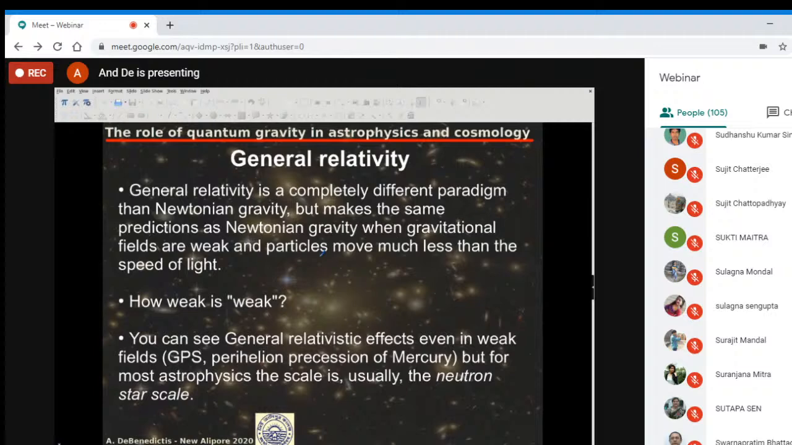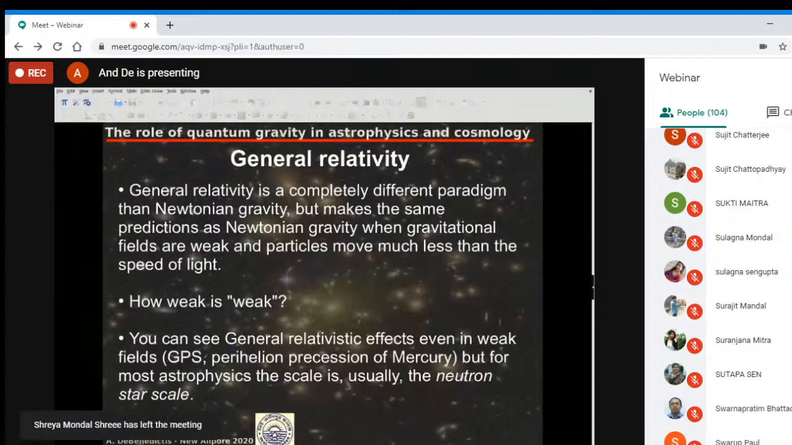For example, the gravitational field of the Earth is considered very, very weak by the standards of general relativity. However, if you want absolutely precise GPS coordinates on your cellular telephone, you actually need to take into account general relativistic effects, even though they're very weak. And if you want that super precision, you're going to need it. The perihelion precession of Mercury was known for a long time, that Mercury's perihelion, the point closest to the sun, precesses a little bit.